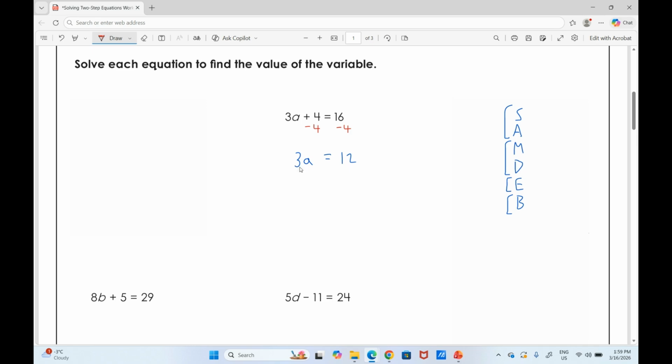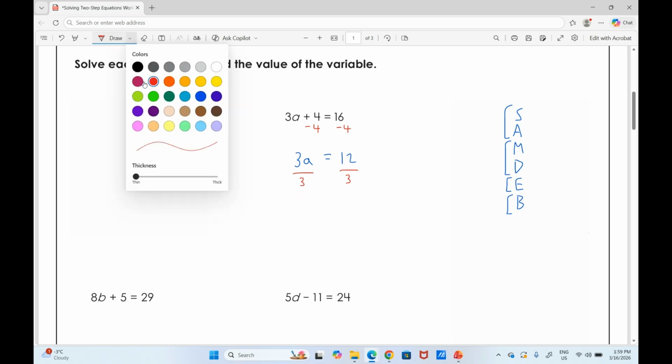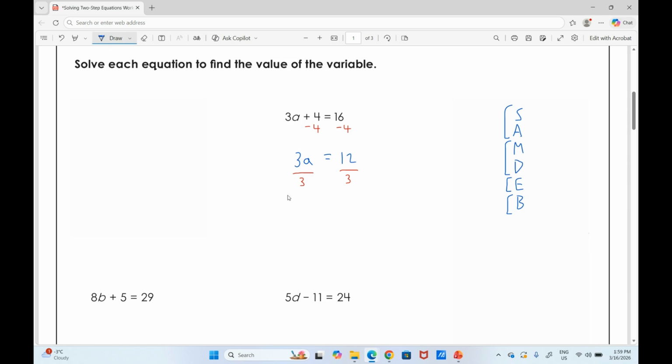So notice I did 1 step to get it to this state. Now I'm going to do another step. Right now 3 is multiplying by a, so I want to undo that and divide by 3. But what I do to one side, I do to the other. By dividing by 3, 3 divided by 3 is 1, so I just have a left. My goal is just to get my variable by itself. Now 12 divided by 3 is going to be 4. Hence, a equals 4 is my final answer.